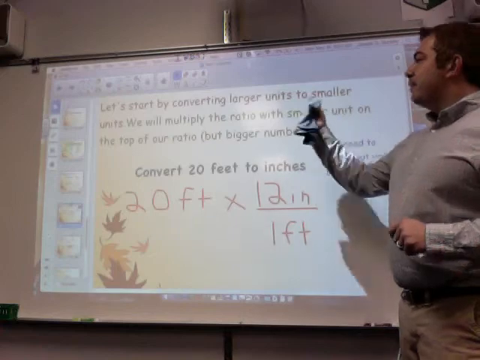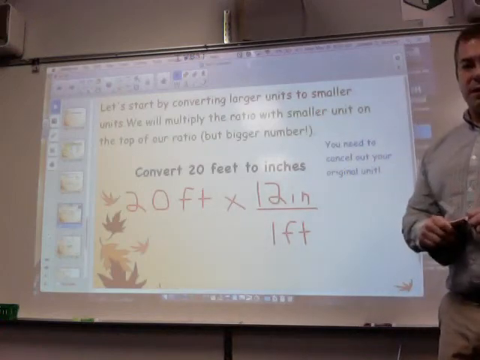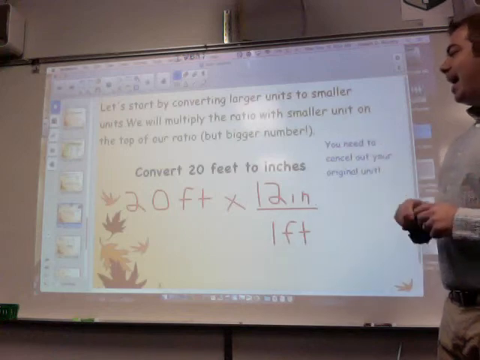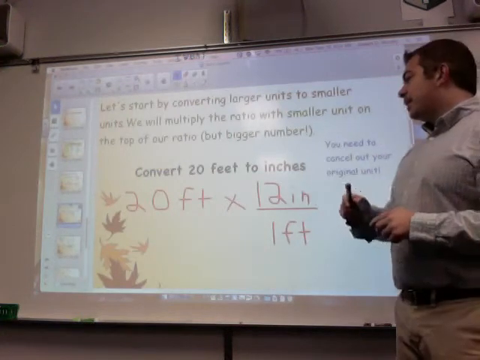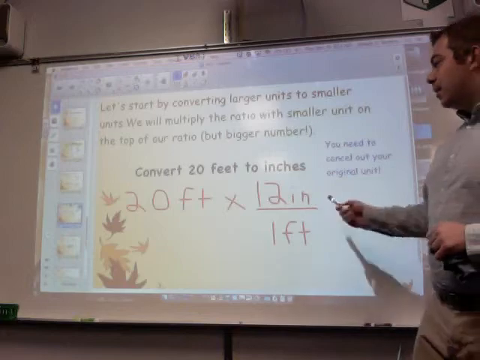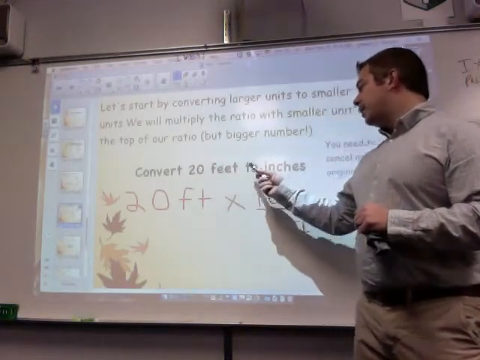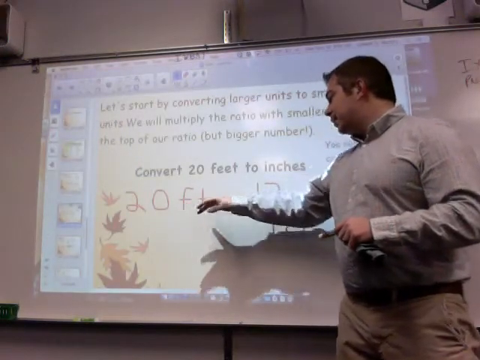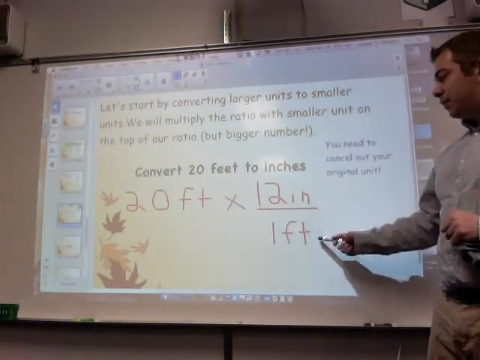All right, let's start by converting larger units to smaller units. We will multiply by the ratio with the smaller unit on top, but it's the bigger number. That might sound confusing for you. But in this example, it says convert 20 feet to inches. So I'm going to do 20 feet times my ratio of 12 inches per foot.